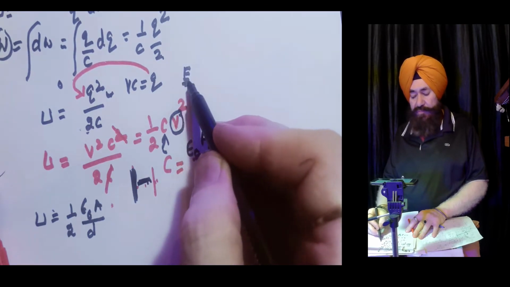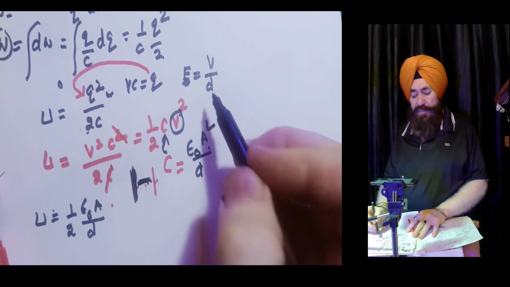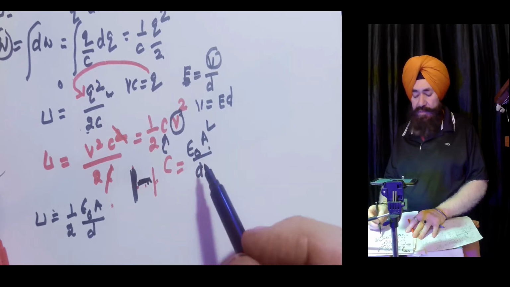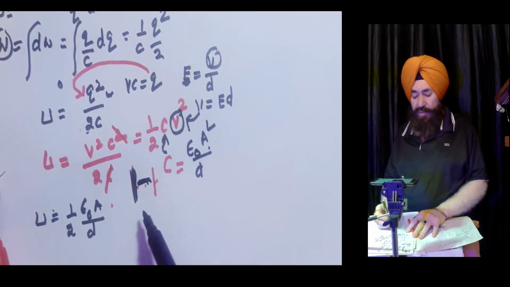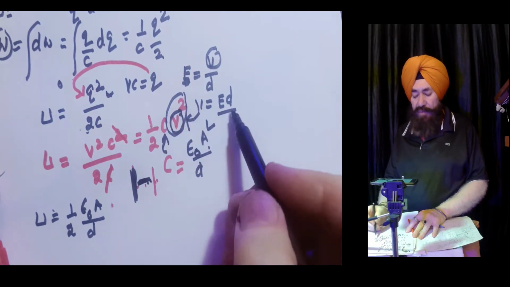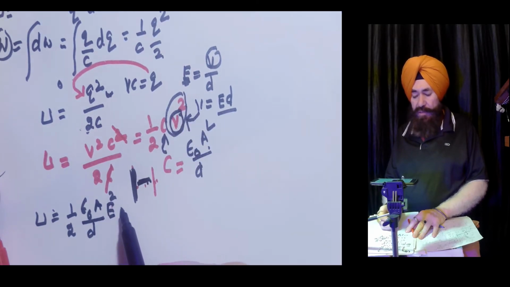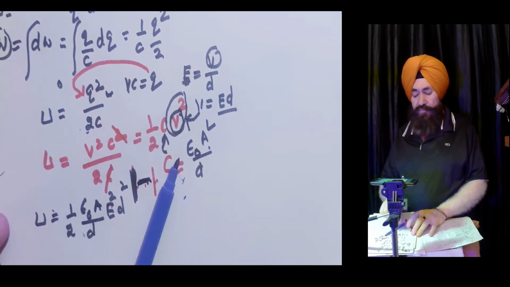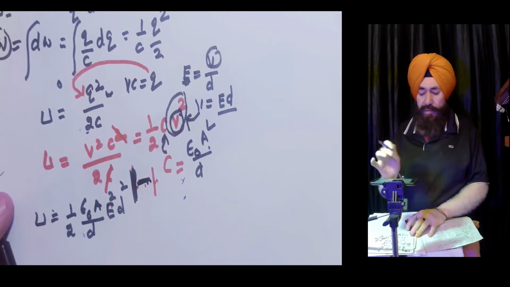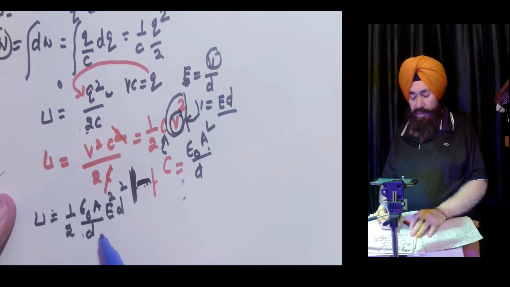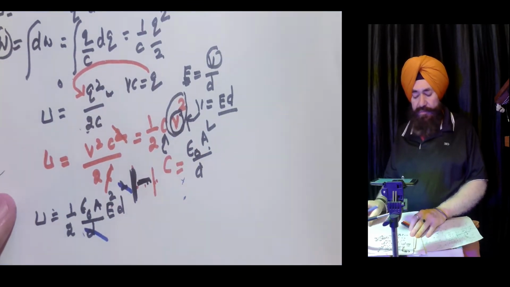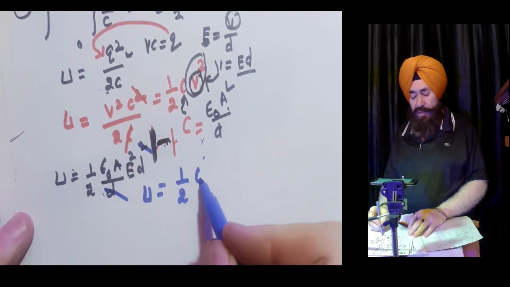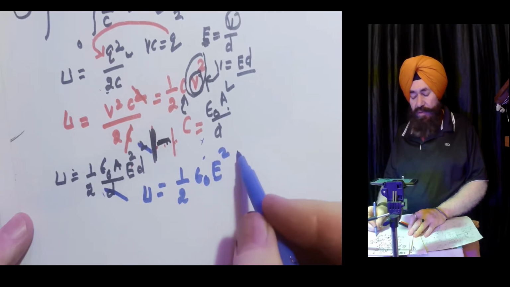Now what is this V here? Electric field is potential over distance, and potential is E into distance. Substituting here, V square means E square D square. So what happened? This D and D cancel. So the energy becomes 1 by 2 epsilon naught E square A into D.